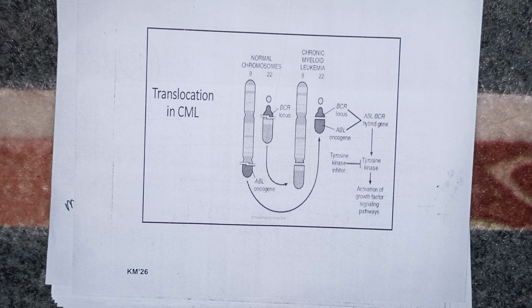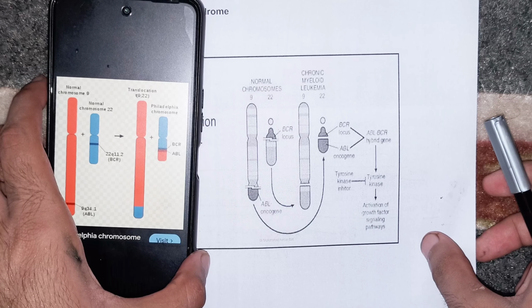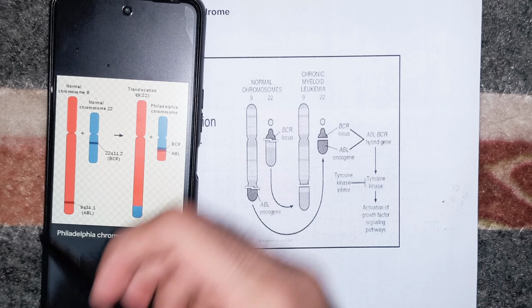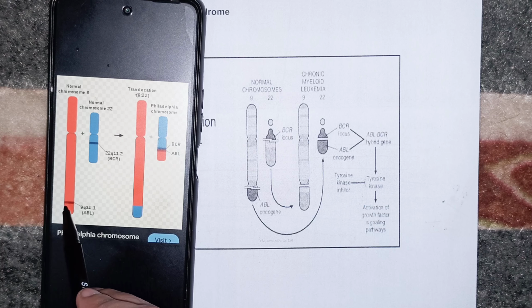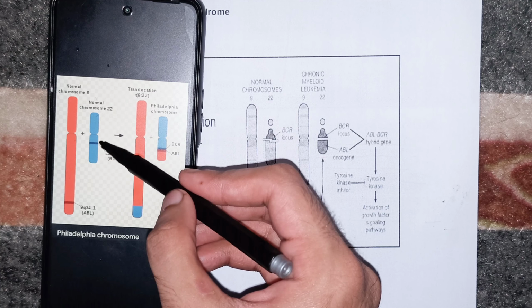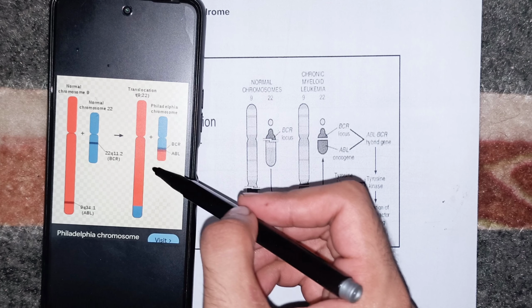The translocation in case of CML, chronic myeloid leukemia, is a very important translocation. What happens in this? I can explain this much better from here. There is BCR-ABL gene fusion leading to the formation of the Philadelphia chromosome. Can you see in this picture? This is chromosome number 9, and this dark red portion is the ABL gene. And this is chromosome number 22 having this BCR gene. Can you see what changes occurred from going from here to here?